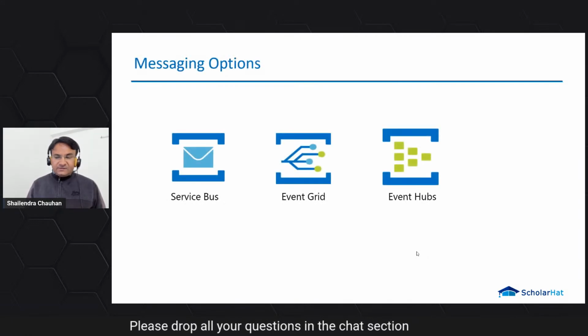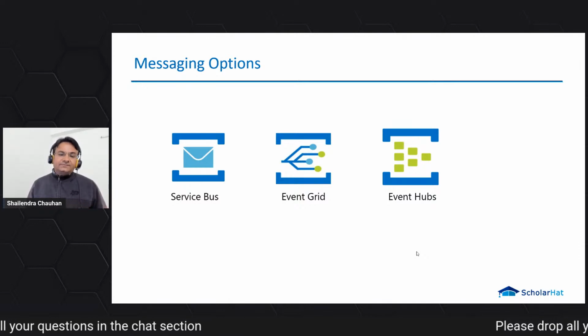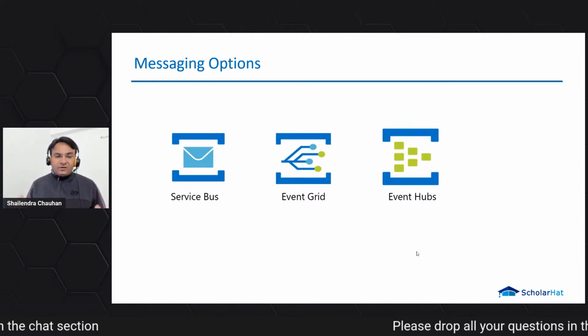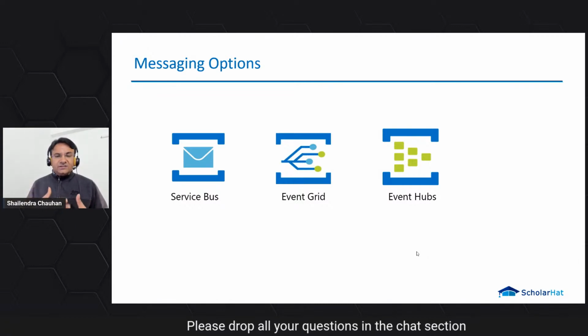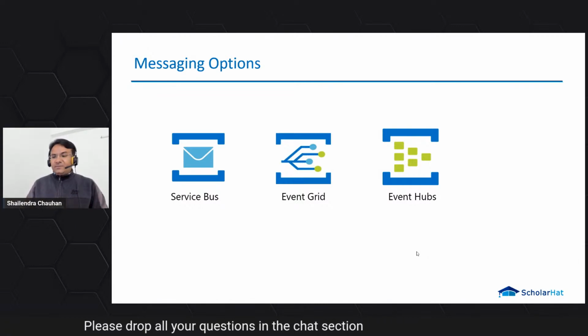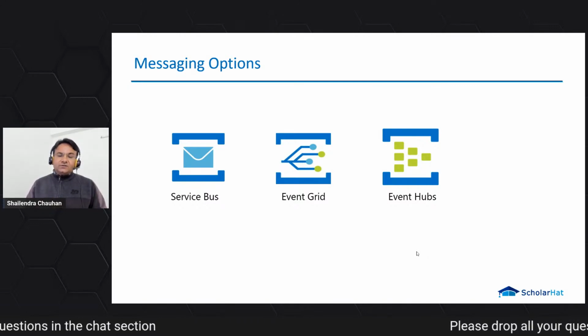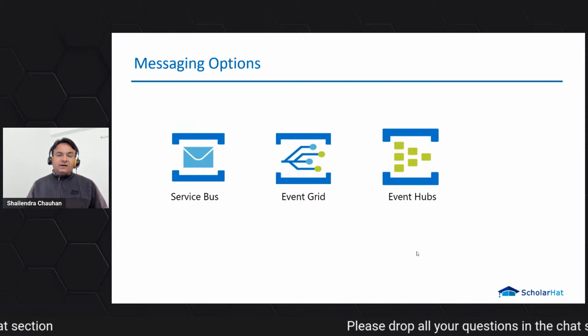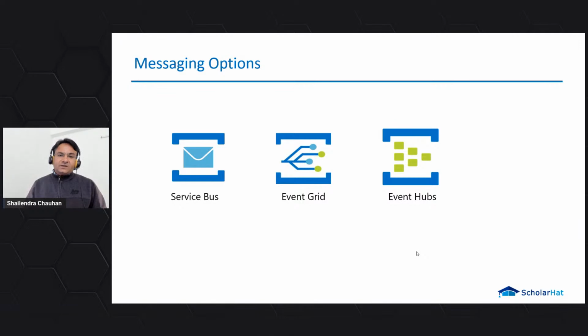Then we have the services for messaging. If you're willing to work on a system where the components are loosely coupled and communicate with each other with the help of messages, we have the Service Bus option. You can go ahead with Service Bus to communicate between the components of the application. Mainly, whenever it comes to transactional communication, we go ahead with Service Bus. We have Event Grid as well, and we have Event Hub.